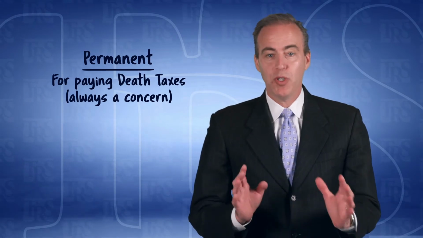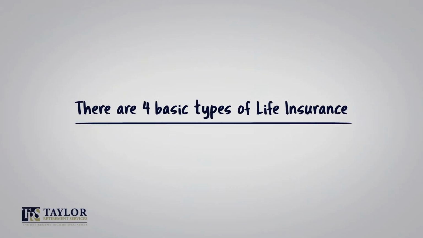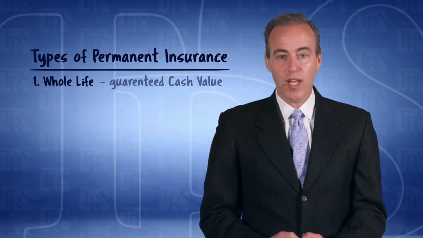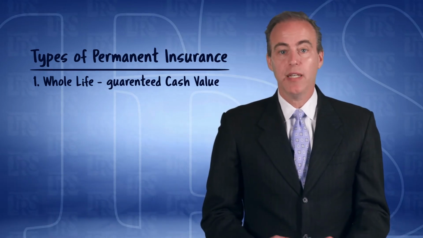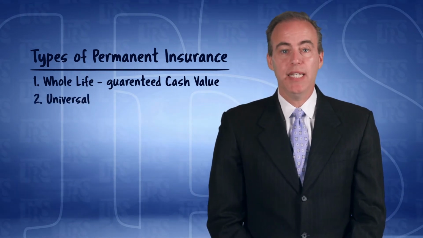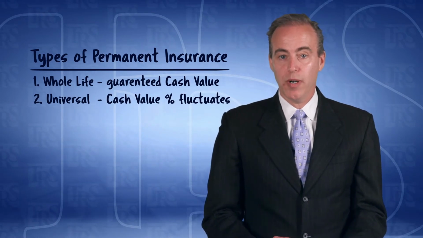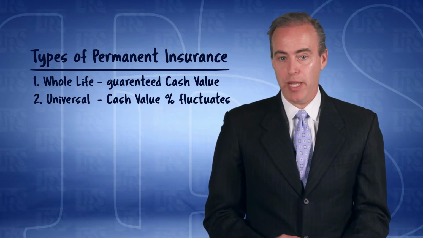And this is where it can get a little bit overly complex. But don't worry, we're going to keep it simple for you. There's 4 basic types. The first being a whole life policy. With a whole life policy, you as the insured bear no risk in terms of the performance of the cash value. A universal life policy is another type of permanent insurance in which you as the insured bear the risk of how much interest the cash value makes.